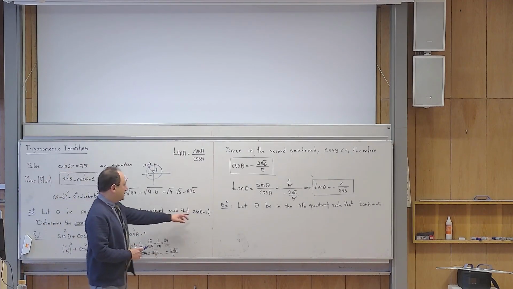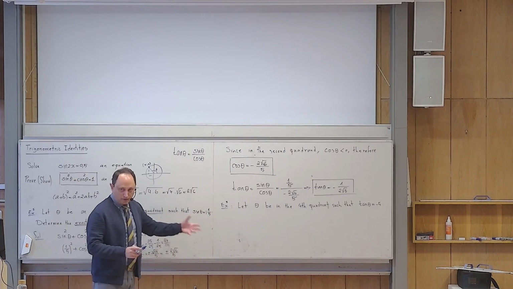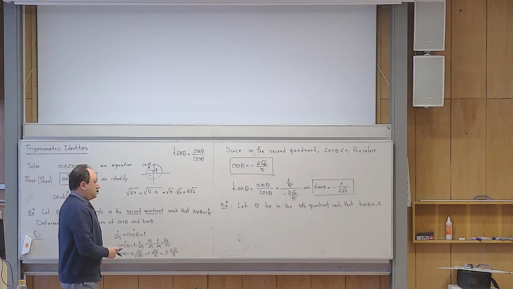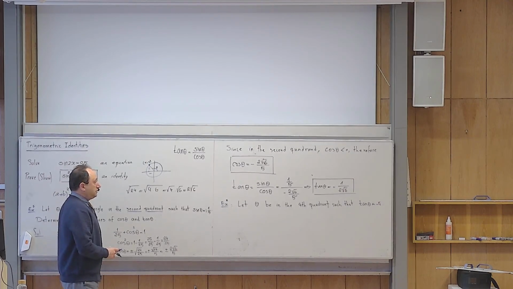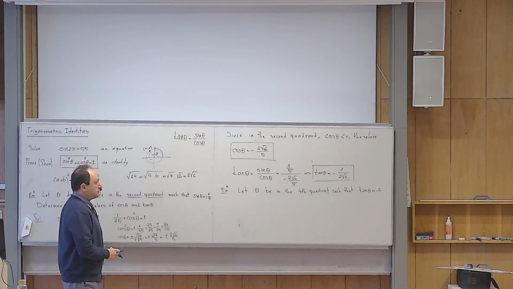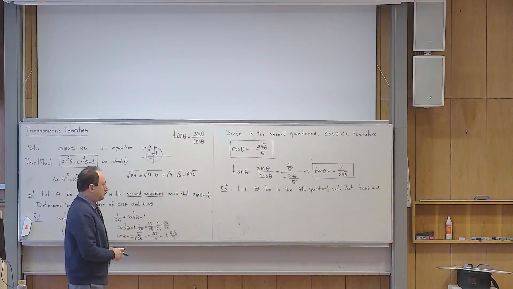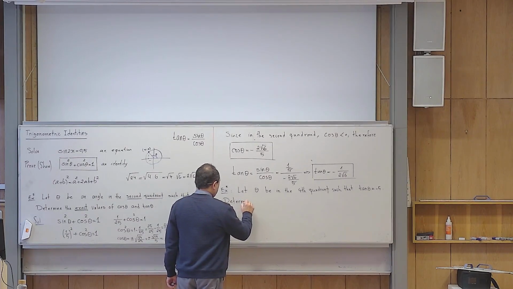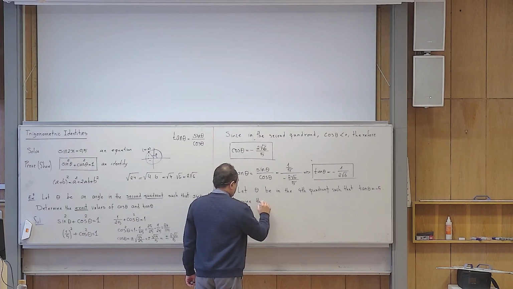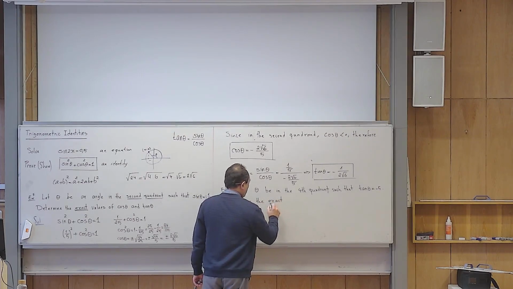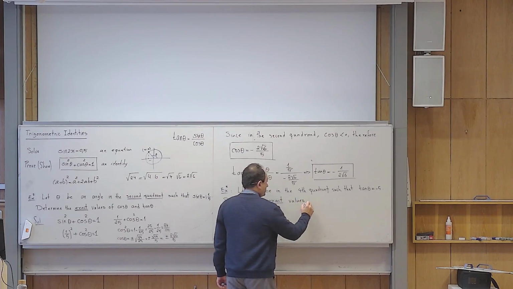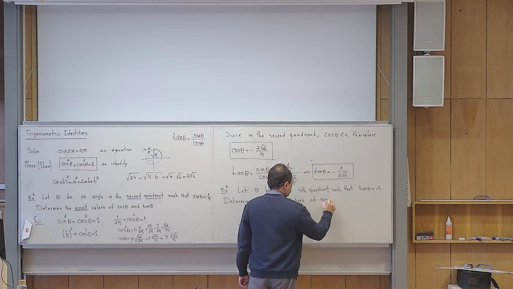So I couldn't say that sine theta is -5. That doesn't make sense at all. Okay, but for tangent I don't have any problems. So let theta be in the fourth quadrant such that tangent of that angle is -5. Determine the exact values of sine theta and cosine theta.